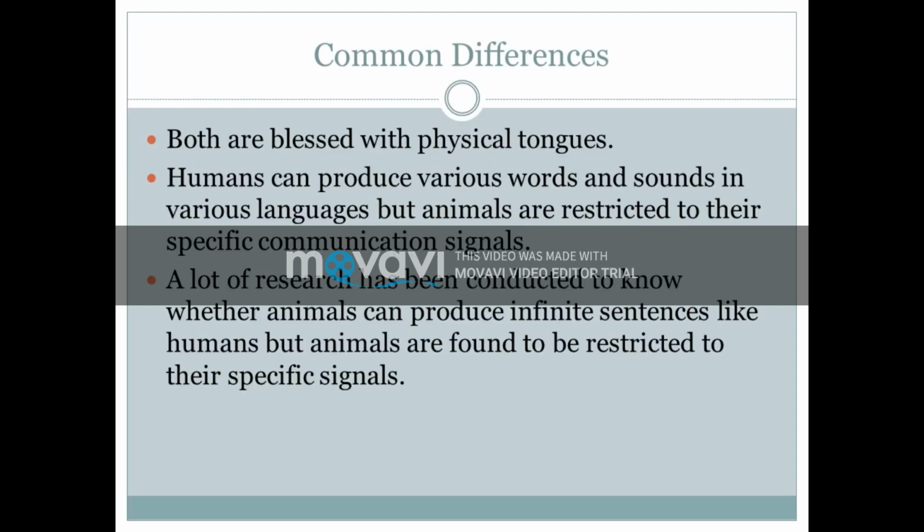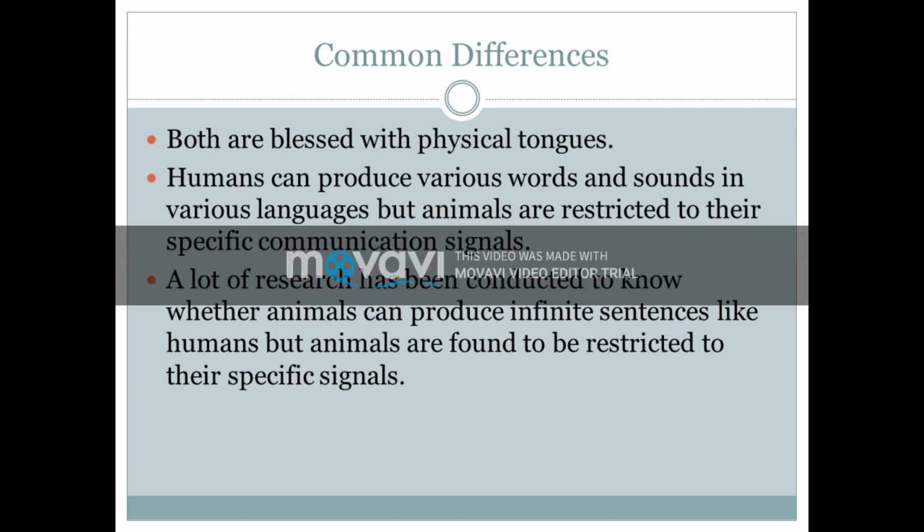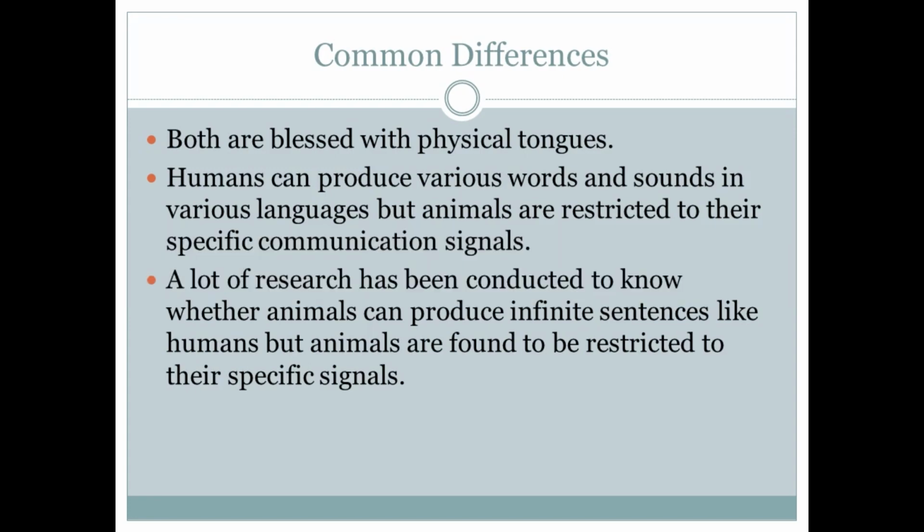First, let's discuss some general differences. Generally, when somebody asks you what the difference is between human and animal language, the first answer that comes to your mind is that we can pronounce words, but animals cannot, though they have their sounds, like a goat, a buffalo, a cow, a lion, or a tiger.